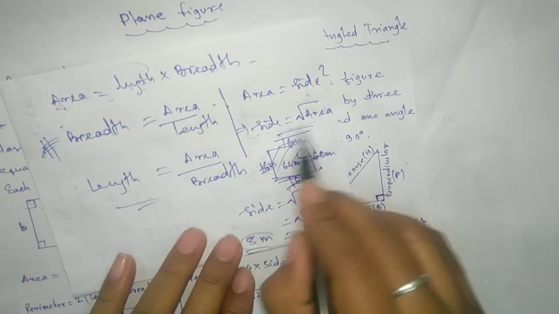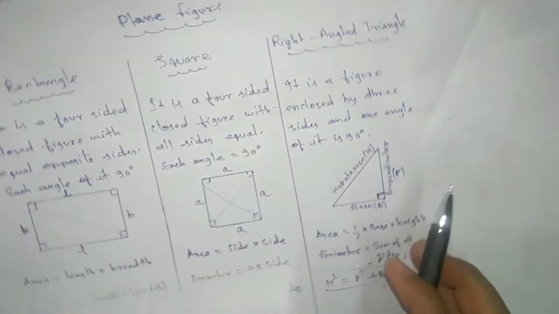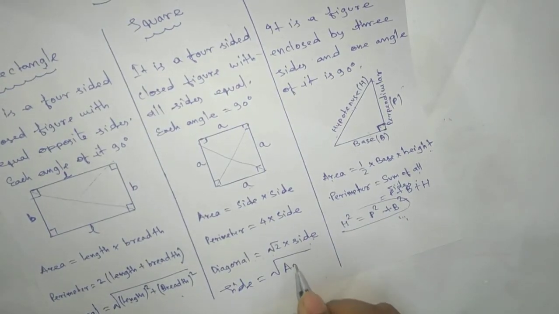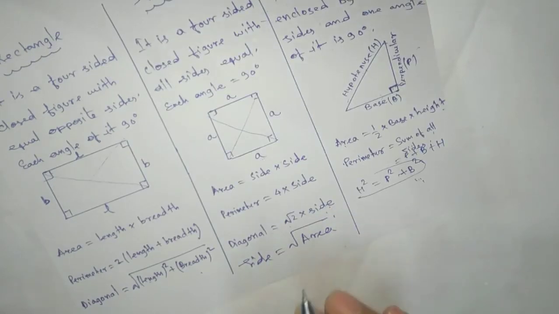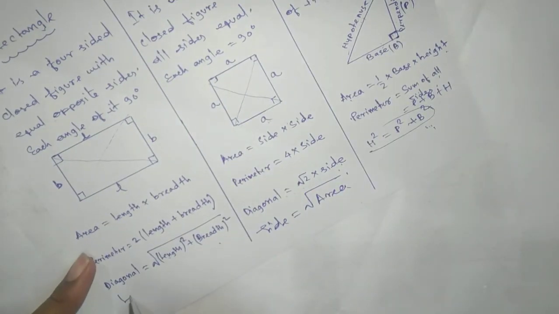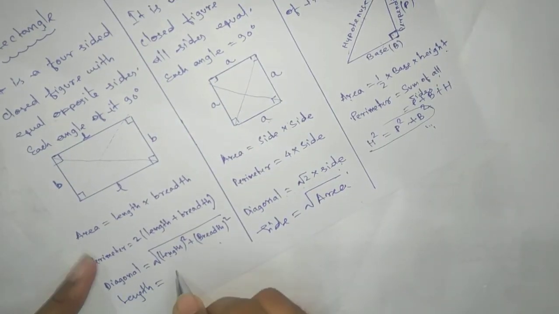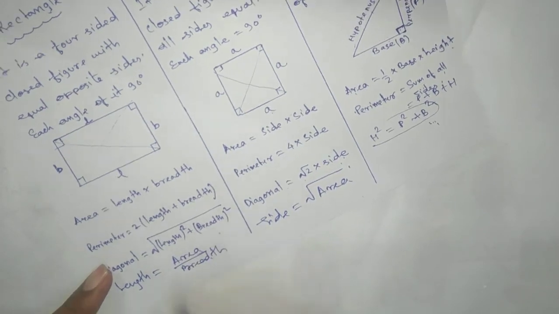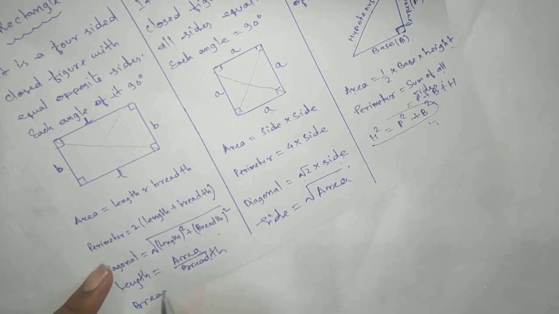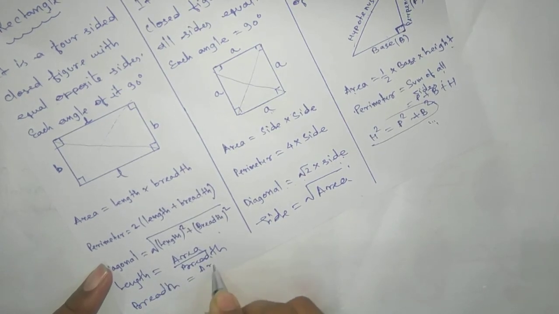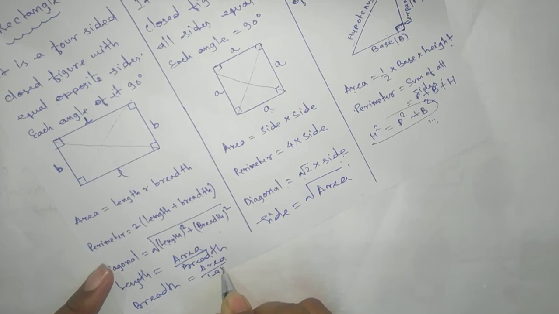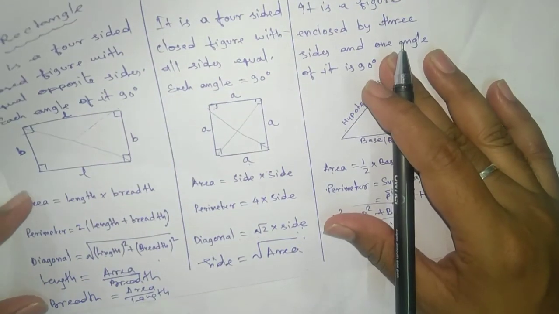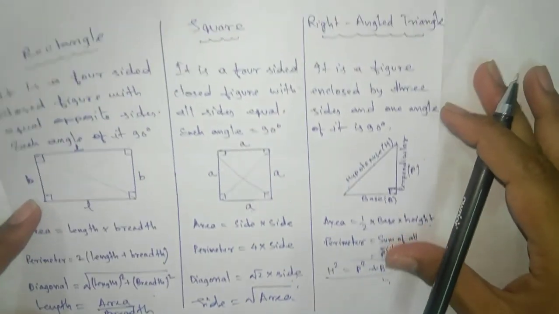So this is another formula, that is side equals to root over area. So we'll write here side equals to root over area. Or you can write length equals to area by breadth. This is one formula, and another you can write breadth equals to area by length. So you need to mark all these formulas, then you can apply them to solve the problem. I hope you people have understood.